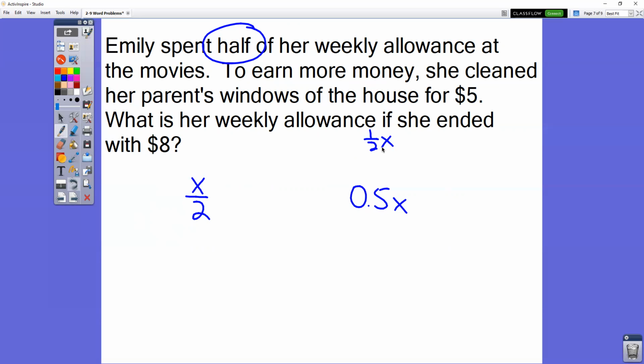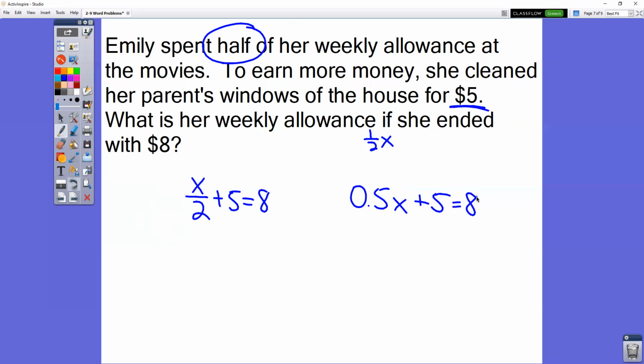So we're doing that, plus she earned more money. She earned more money by cleaning the windows of the house for $5. So we're taking half of her weekly allowance, which is what these represent. We're adding $5 to it for cleaning the windows, and she's ending up with $8 at the end of the week. So equals 8 at the end.